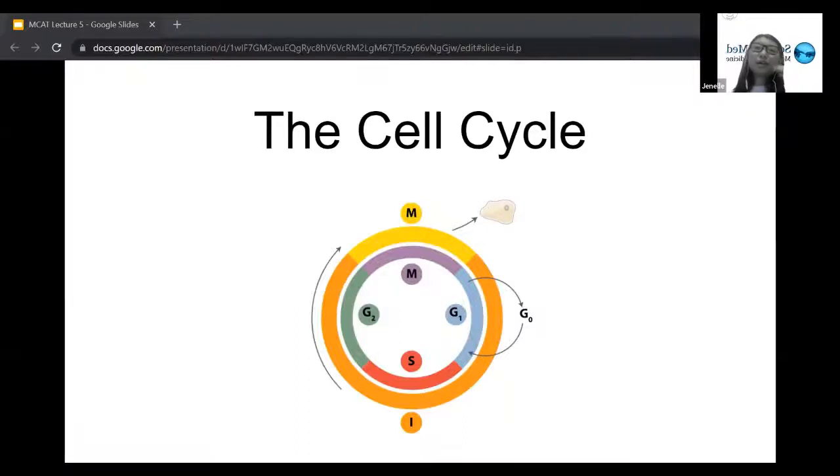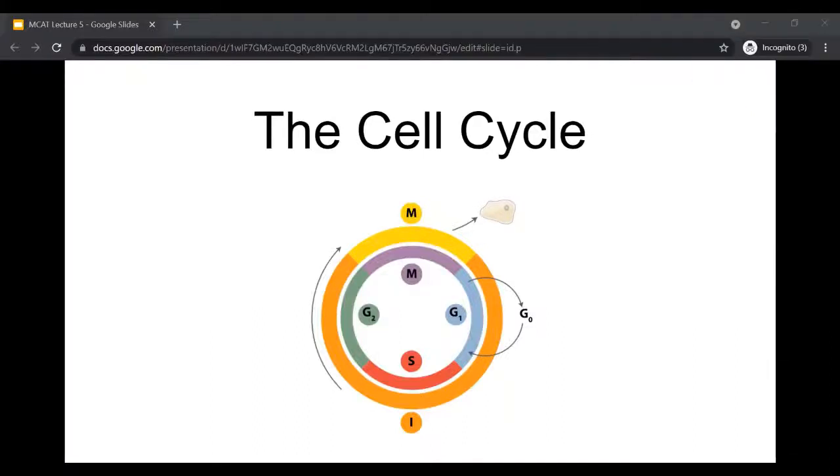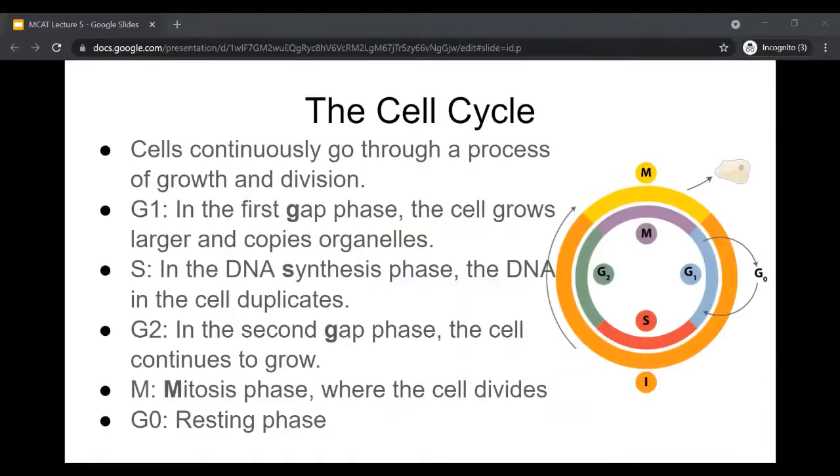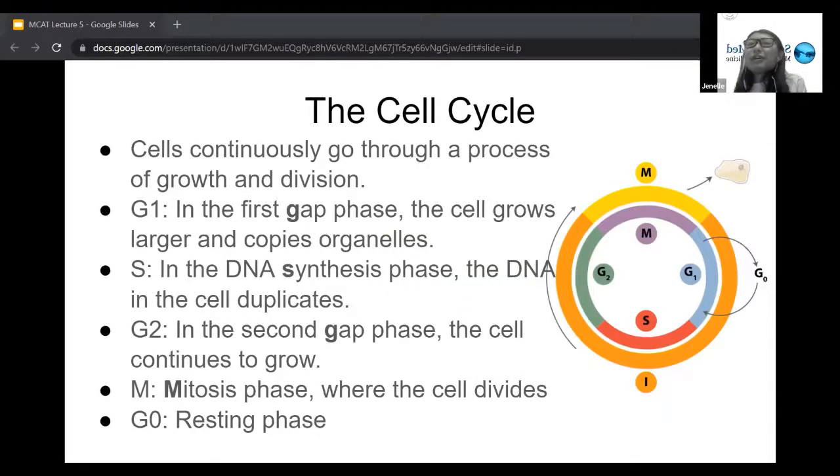Okay, so the first part, as I had mentioned, we are going through the cell cycle. Last Friday I discussed the cell, but not really how cells replicate and divide. The cell cycle is a process in which cells continuously go through growth and division. As more and more cells grow in different parts of the body for different purposes, it's really important to understand this for the MCAT and for understanding how the cell works. There are several phases to the cycle, which I listed here in the bullet points.